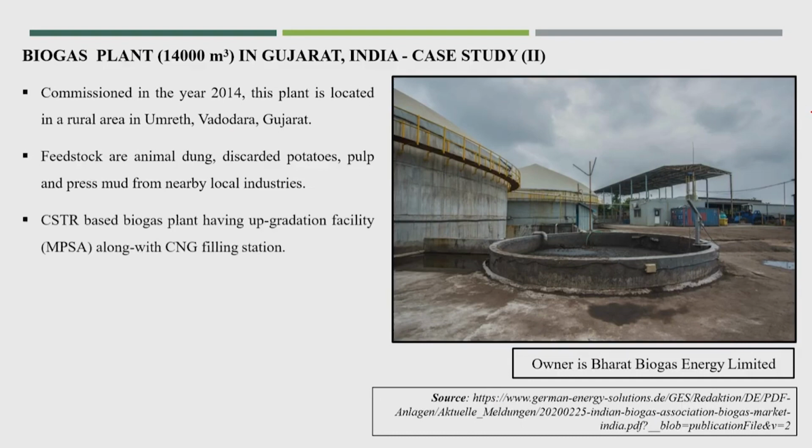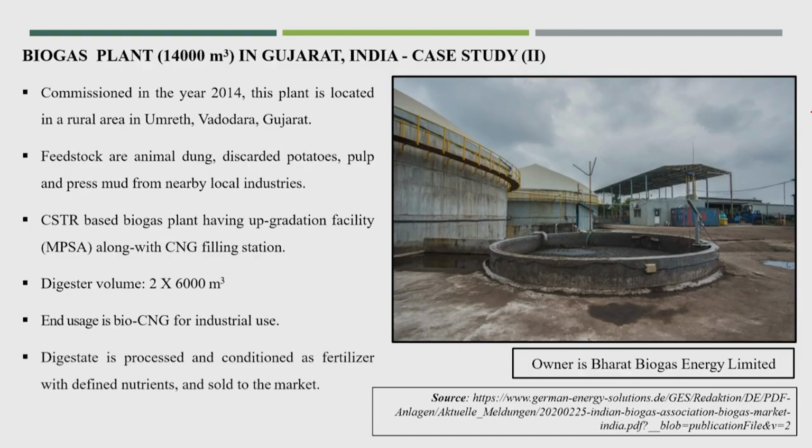and it is a CSTR based biogas plant having upgradation facility along with CNG filling stations. CSTR means continuously stirred tank reactor. So, continuously the feed is fed into the reactor, along with the CNG filling stations. The digester volume is 2 into 6000 meter cube, so it is also 2 units of 6000 meter cube each, and the end use is bio CNG for industrial use.